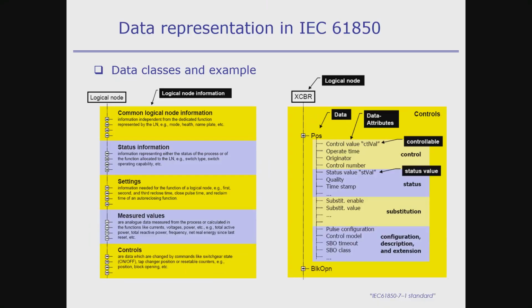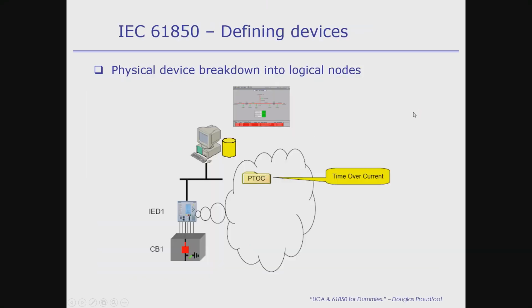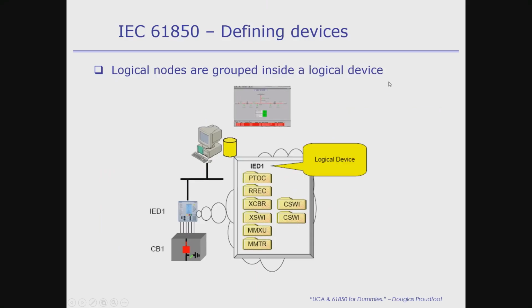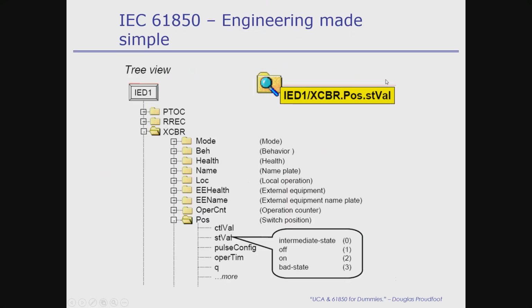So this is your logical node. This is your data. This is your data attribute. So you access it basically just like a directory structure. Let's say a physical device is broken down into logical nodes. As I said, you can have multiple logical nodes in a physical device, and within the logical node, you can have different data classes, right? For example, take ID1, logical node XCBR, which is the breaker, and these are different data classes.